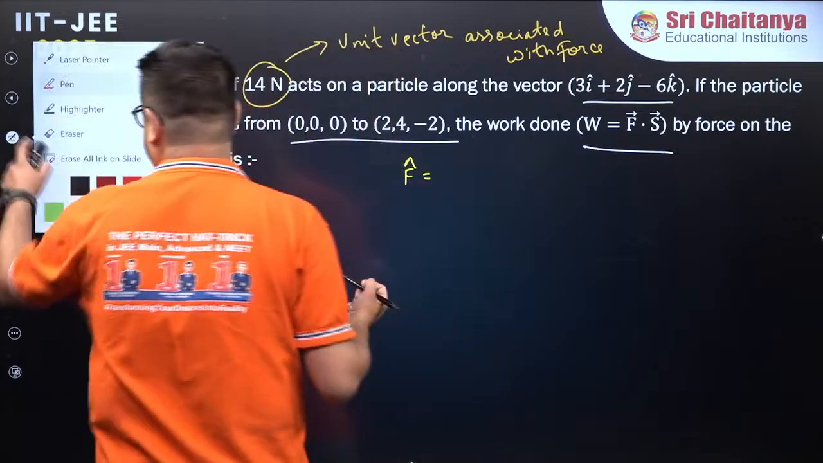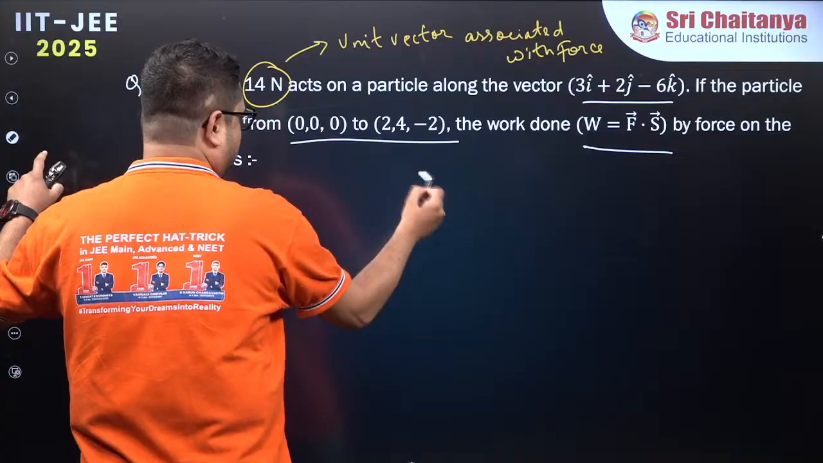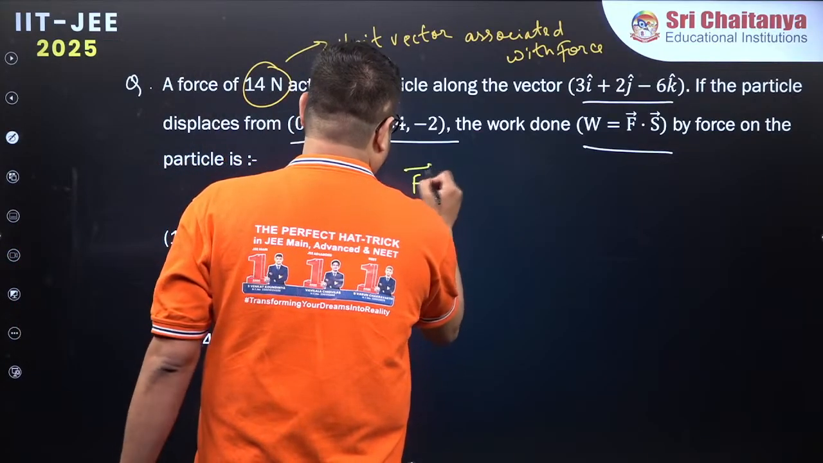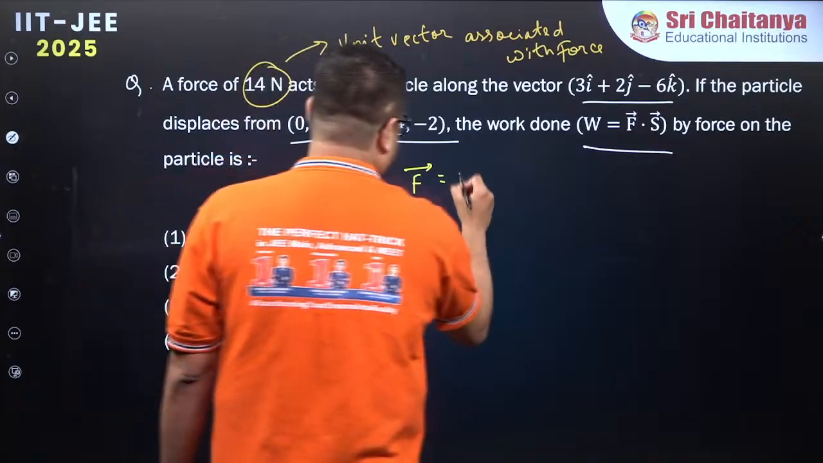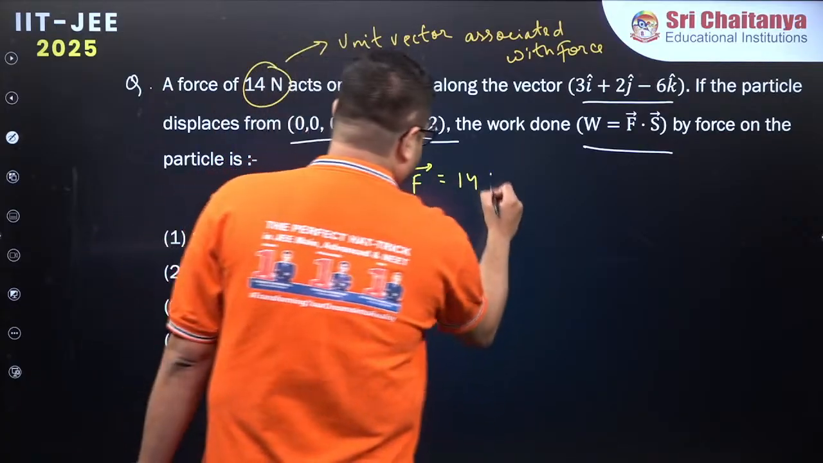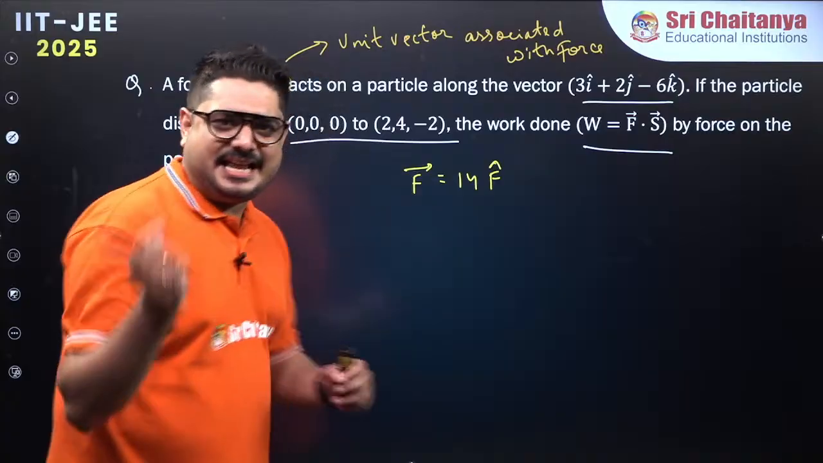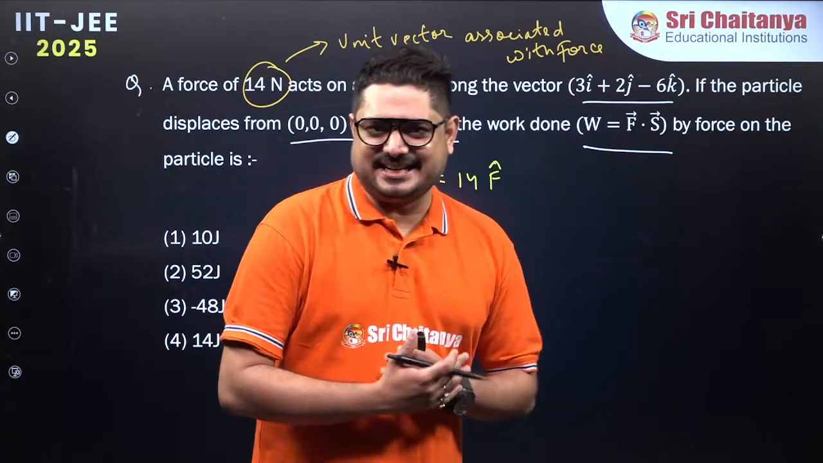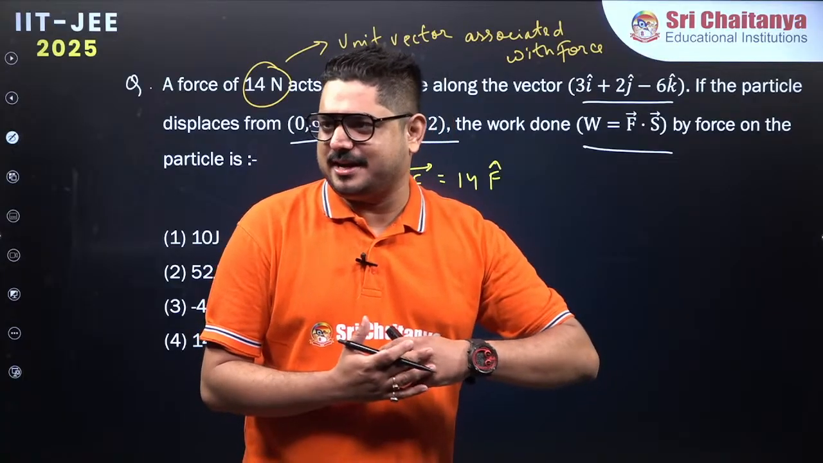F vector actually we are trying to find out. F vector निकालना है ना? तो F vector कैसे निकलेगा? So you can write down F vector is going to be, the magnitude is being given, and now we need to find out the direction. You know that any vector is associated with a magnitude and a direction, isn't it? The same thing is applicable over here.